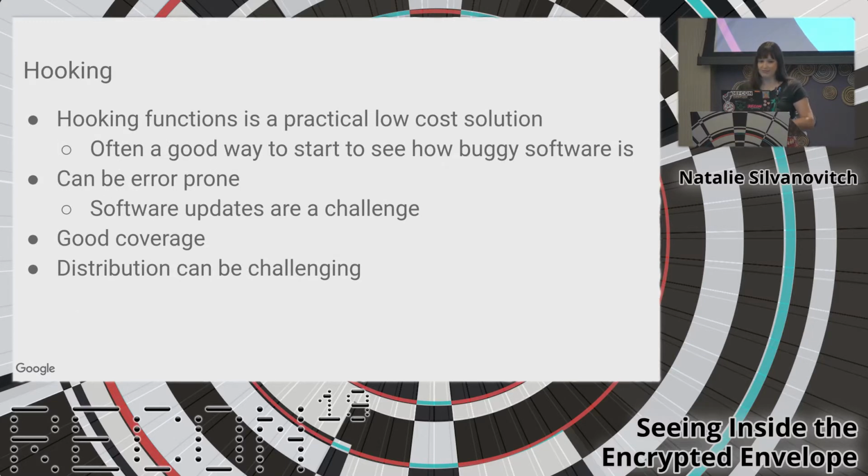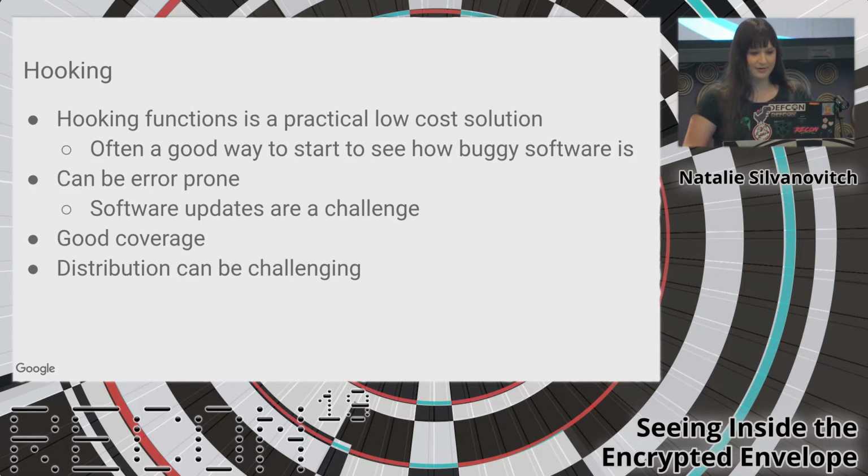So hooking. Hooking is mostly what I use, and I feel it's the practical low-cost solution. At the very least, it's the best way to start if you want to see how buggy your software is. And then maybe if you find a lot of bugs, it is worth building a client. Like with writing a standalone client, it was a bit error-prone. Software updates are a challenge. Hooking a binary is really, really not supported, so it breaks all the time. But you can get good coverage using it, although as I complained, it's a challenge to distribute.